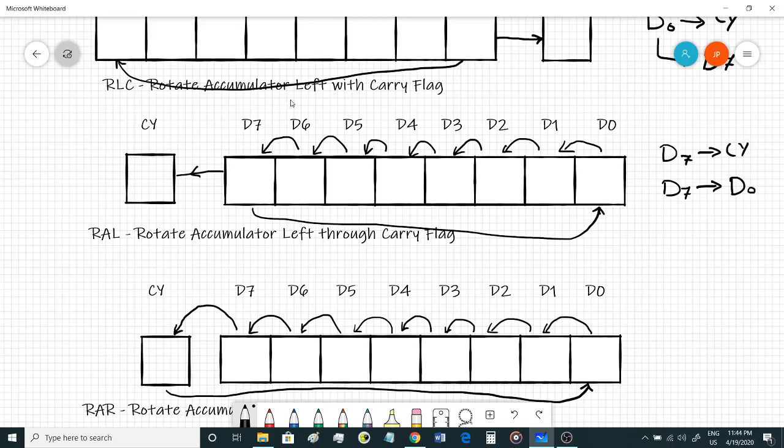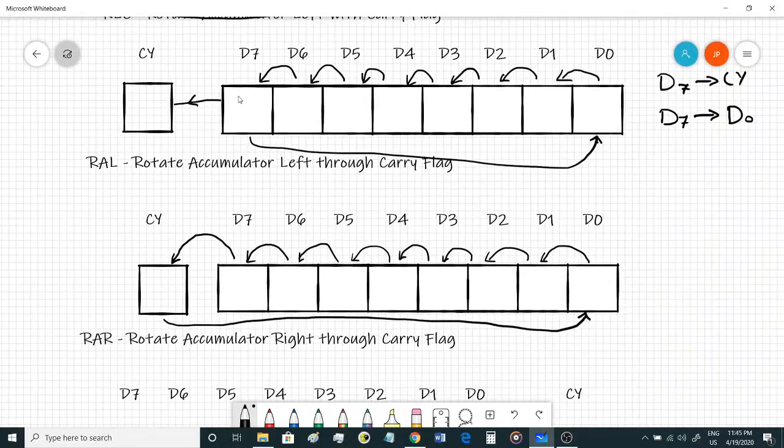RLC is rotate accumulator left with carry flag, which means that whatever comes out of D7 goes into the carry flag and it goes into the D0 bit. But here it is not the data that is in D7 that goes into D0, but it is the carry flag's data that goes into D0. We are rotating it through the carry flag, which means that D7 goes into the carry flag and whatever is there in the carry flag goes into D0. So that is the difference here.